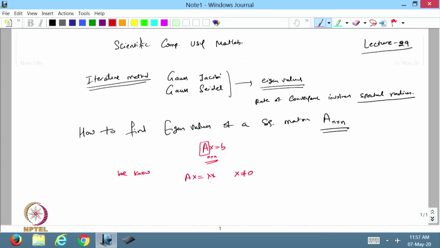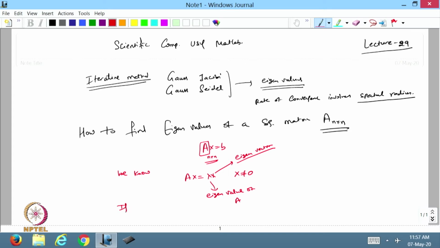Then in that case we say that this lambda is an eigenvalue of matrix A, and this x is called the corresponding eigenvector. Now I want to find first the eigenvalue and then the eigenvector, and we know how we can find this.